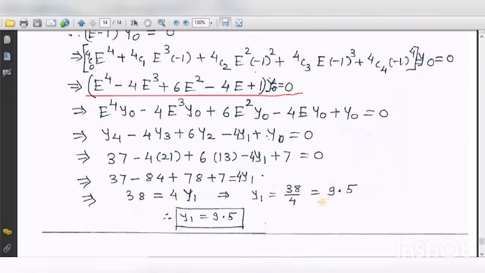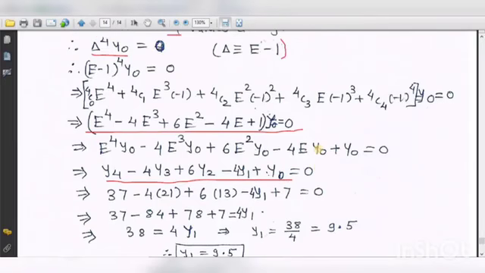The same I explained in the previous example. Doing the same way, E raised to 4 y0 minus 4 E cube y0 plus 6 E square y0 minus 4 E y0 plus y0 equals 0. So that is y4 minus 4 y3 plus 6 y2 minus 4 y1 plus y0 equals 0.